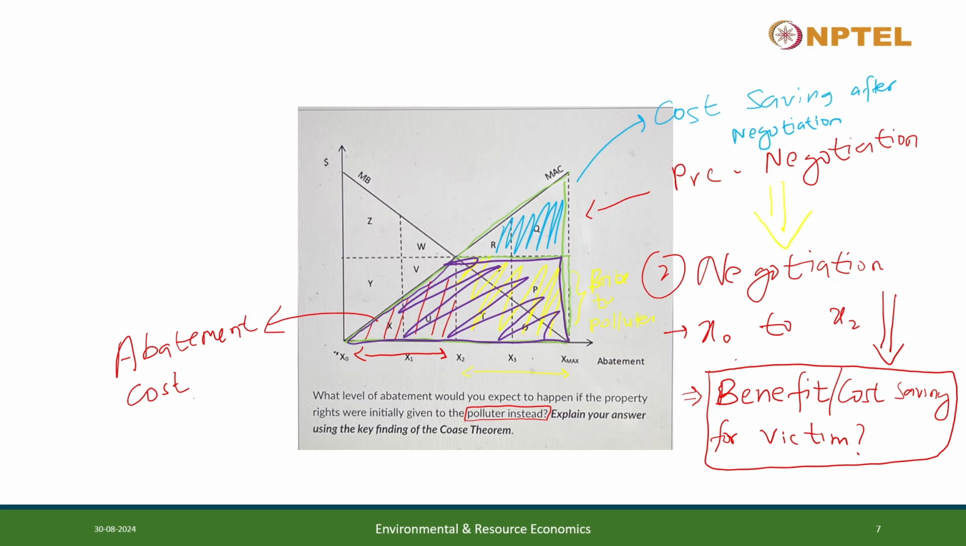Okay, now in the second case, the polluter has rights. So why will the polluter be ready to do the negotiation? Does the polluter get extra money? Does the polluter get extra benefit? So anyone can try the question in the second case. Okay, benefit to the polluter after negotiation. Please try to answer this question.